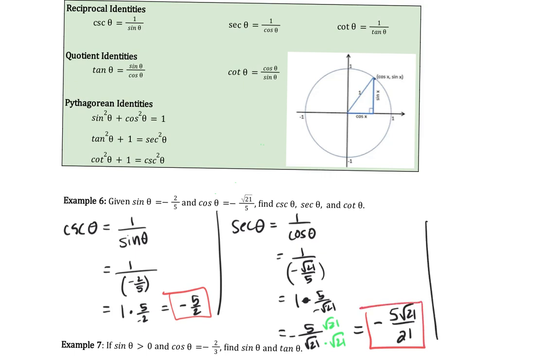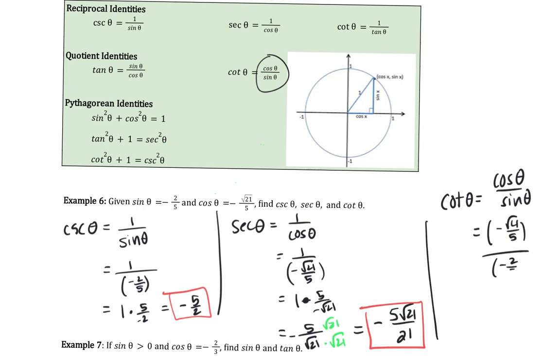Okay, and last we're supposed to find the cotangent theta, and cotangent is cosine over sine. So we have cosine, which was given as negative square root of 21 all over 5, divided by sine, negative 2/5. Let's clear the complex fraction there: multiply both numerator and denominator by 5, and so we get negative square root of 21 all over 2.